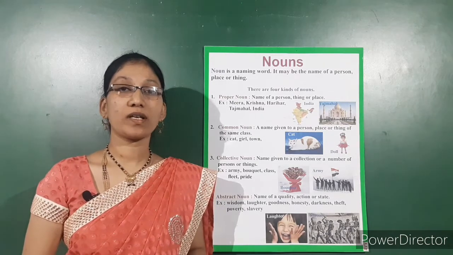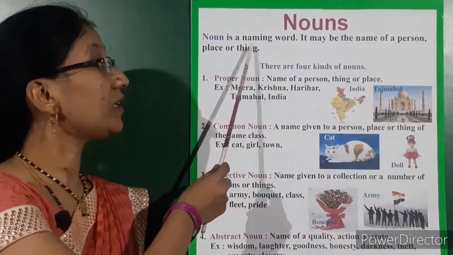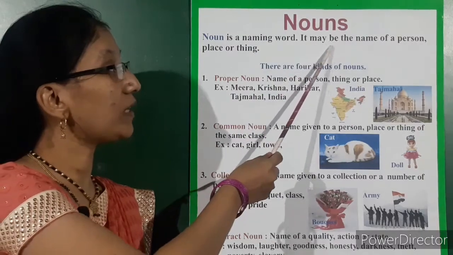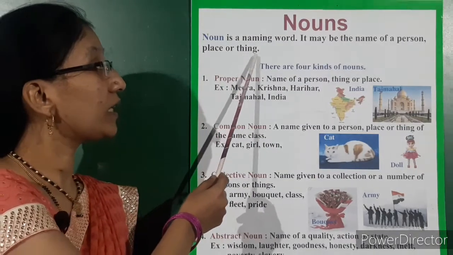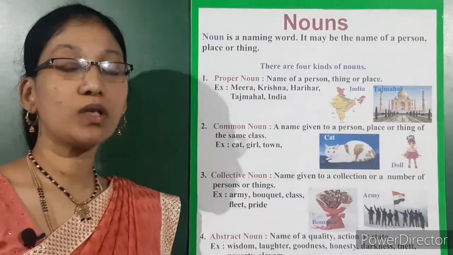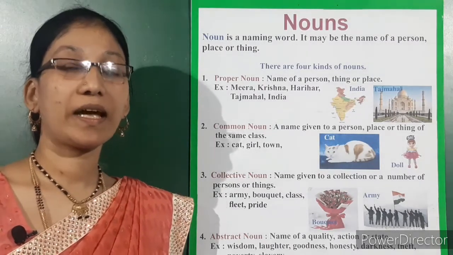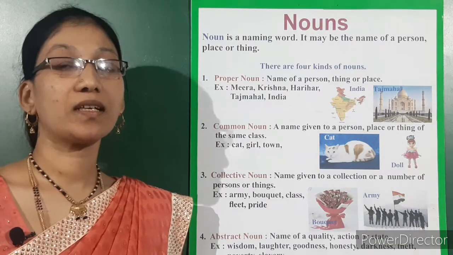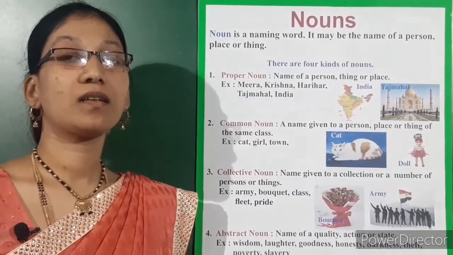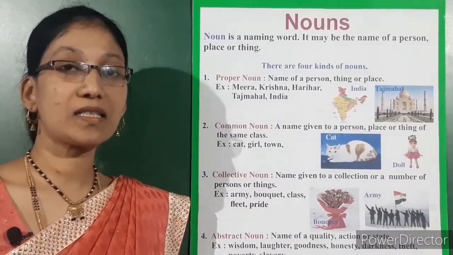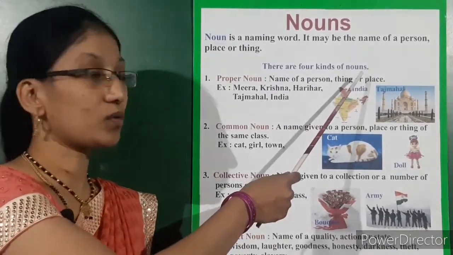Let us see what is noun. Noun is a naming word. It may be the name of a person, place or thing. Noun is a word which names a person, place, animal or thing, including human feelings, qualities, emotions, ideas, etc. There are 4 kinds of nouns.